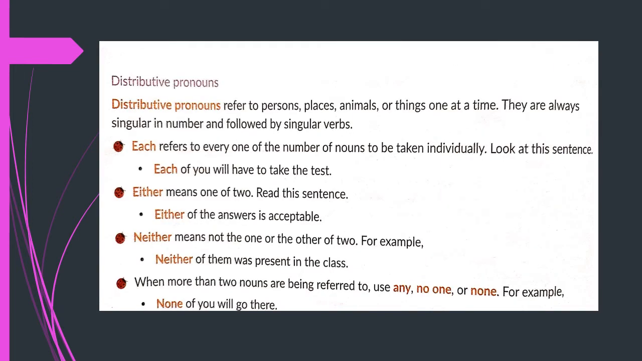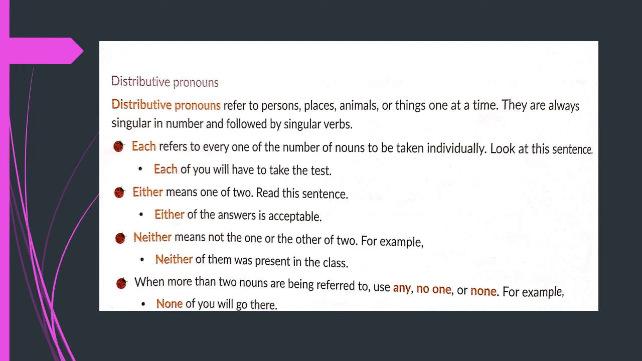Now coming to distributive pronouns, we did this in our first video as well as in the very beginning of this video. It means to refer to persons, places, animals or things one at a time, not all together but picking them one at a time. And they are always singular in number, that is why they're always followed by singular verbs. For example, each refers to every one of the number of nouns to be taken individually. For example, each of you will have to take the test.